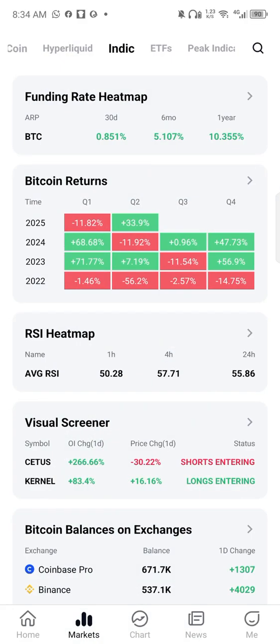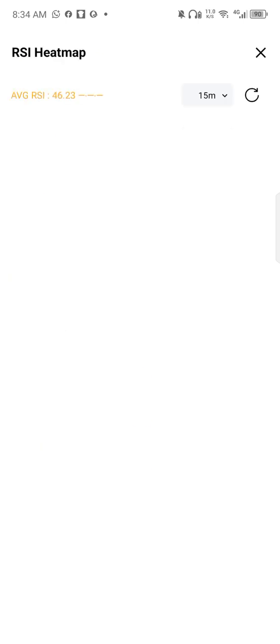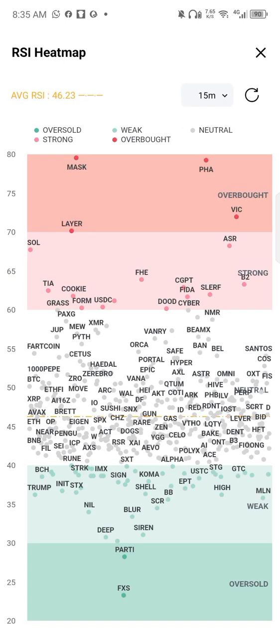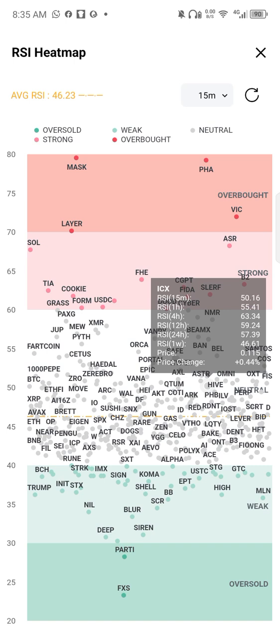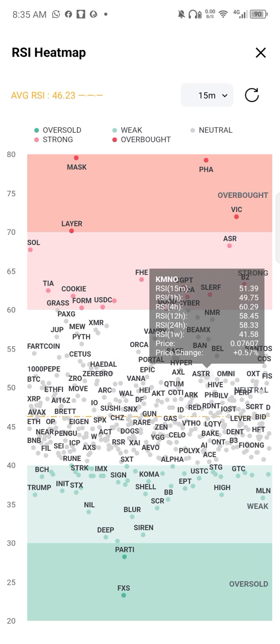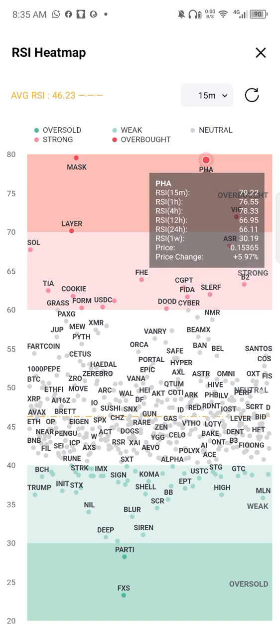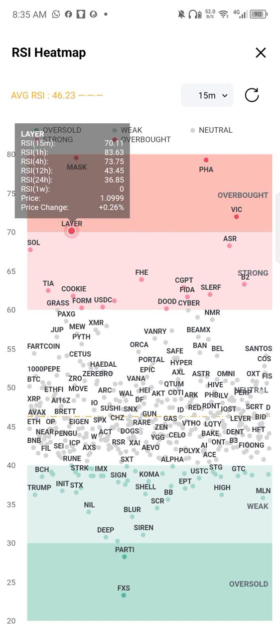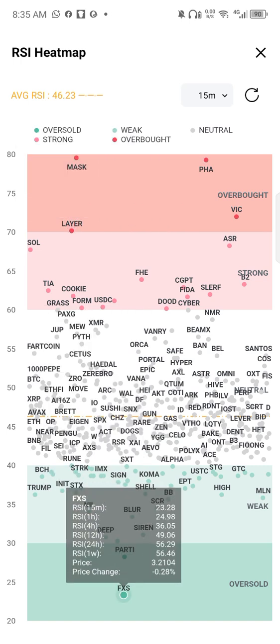So after clicking the arrow, boom, we can see that we have the RSI heat map here, and that is a whole lot of information that we can see. Now let me break this information down for you so that you can understand it very well. So this is the RSI heat map from all the coins that we can see here. There are a lot of coins here, but let me break this up for you.